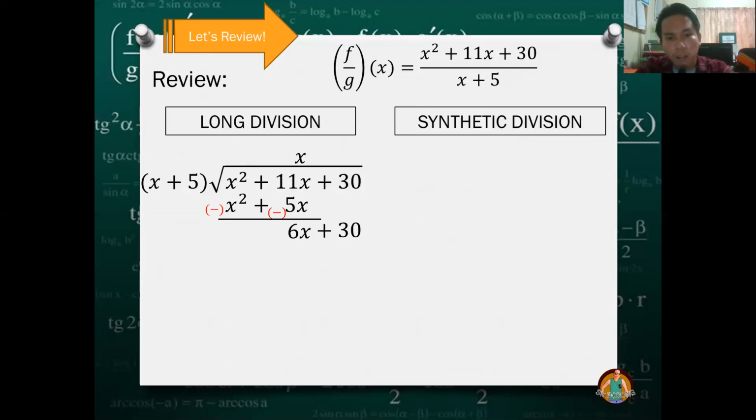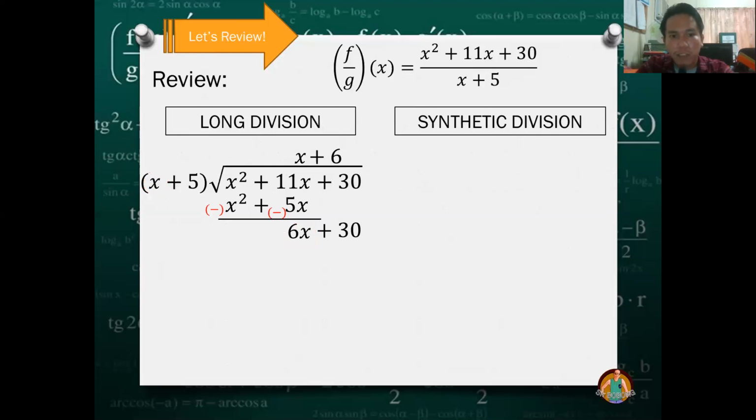Okay? So now let's move on to division again. So 6x divided by x. 6x divided by x will give us 6. Okay, so why did it become just 6? Because x has an exponent of 1. 1 minus 1 is 0. So, it's still 1. So, just copy the numerical coefficient 6.